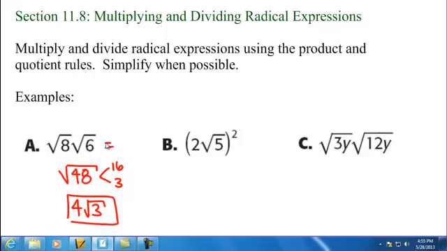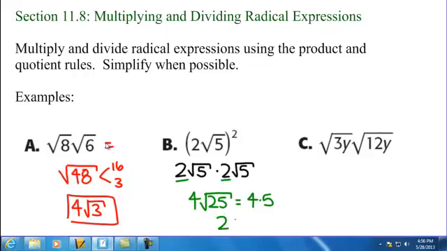So now the next one. Remember, a square means that you have 2 of the same thing. So I have 2 root 5 times 2 root 5. The rule with radicals is that you can only multiply things that are on the outside with other things on the outside, and you can only multiply things on the inside with other things on the inside. So that means that I can do 2 times 2, which will give me 4, and then the square root of 5 times the square root of 5, which is the square root of 25. And then that can obviously be simplified to 4 times 5, or 20.